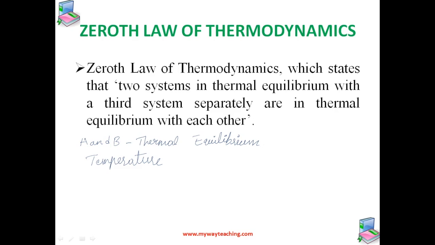Thus, if A and B are separately in equilibrium with C, then TA is equal to TC and TB is equal to TC, isn't it? Because they are separately in thermal equilibrium with the third system C. But this equation implies that TA is equal to TB, which means the systems A and B are also in thermal equilibrium.